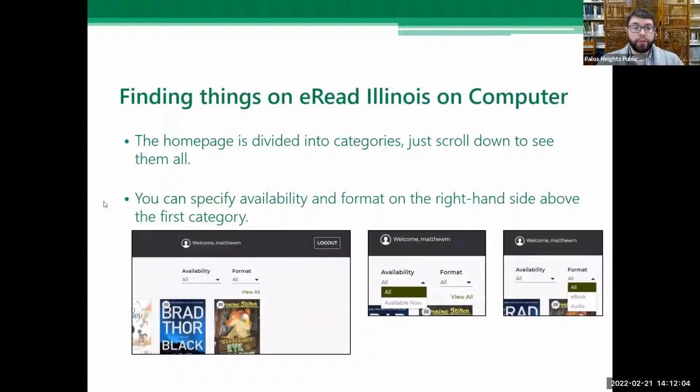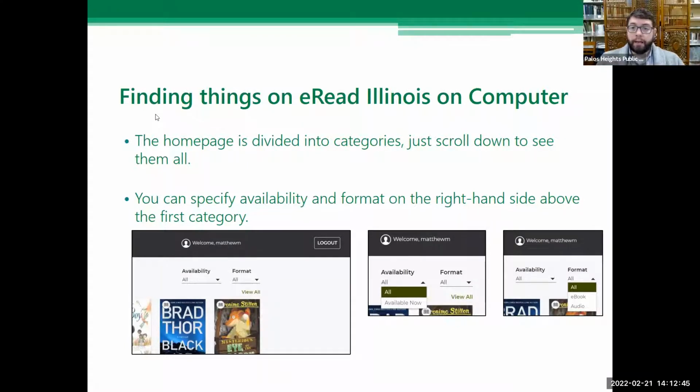I will move on to how to find things on eRead Illinois, starting with doing it online on a computer. And I should mention, this is all the same. So if you can look for things on the computer and check them out on a computer, and then you can go onto your tablet or phone and actually read them or listen to them there. So, if you're at work or you're just not around your tablet or your phone, you can log on, check out what's going on the website, and then when you get back to your device, you can still read things from there.